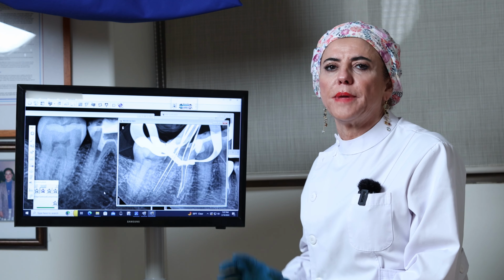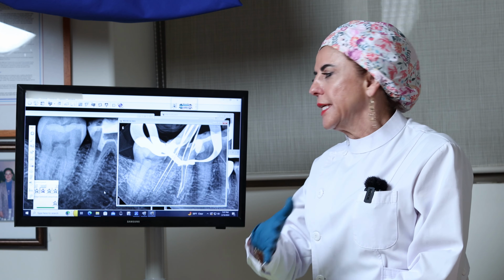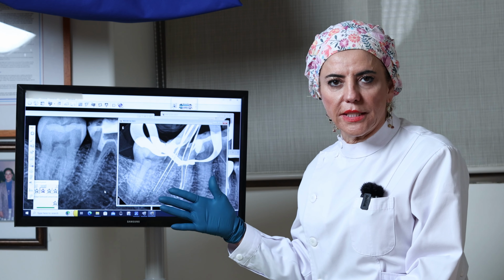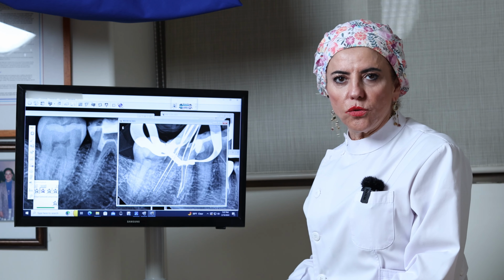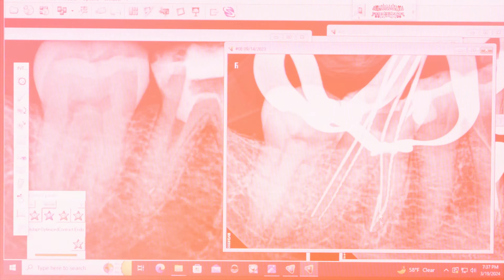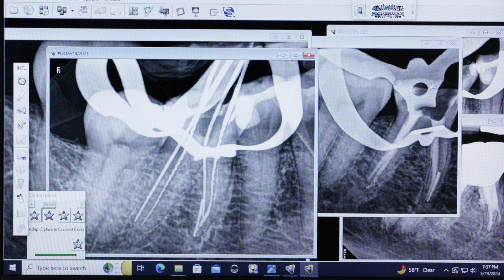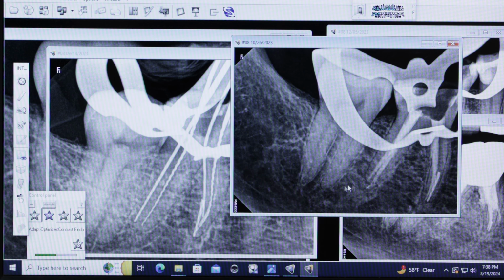Yacamán, I should have come back to see you because they broke an instrument, and I'm very upset, and I don't want to see this endodontist ever again, and I want you to take out the instrument. Taking the instruments from this part is extremely difficult. There are different ways. We use different techniques to try to extract the instrument.